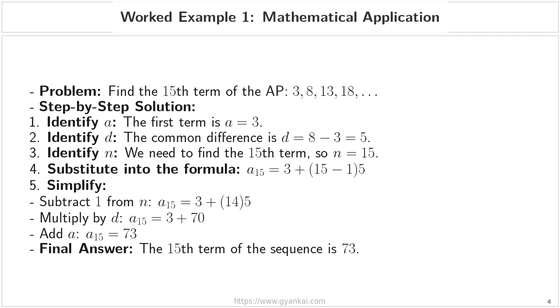Now that we have reviewed the formula and the step-by-step procedure, let's put everything into practice with our first worked example. It is a much faster method than writing out all 15 numbers, isn't it? Now, let's see how we can apply this same logic to a real-world scenario in the next slide.